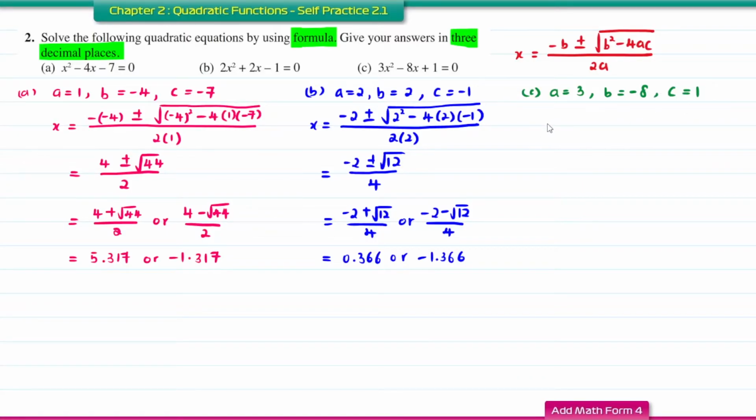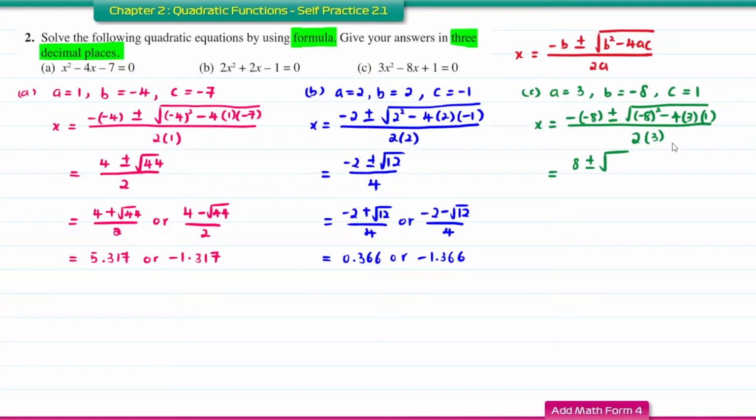So substitute this into the formula. So negative, the b is -8 plus minus square root. So b squared is -8 squared minus 4, a is 3, c is 1. So square root this part over 2a, which is 2 times 3. So here you're going to have a +8 plus minus.